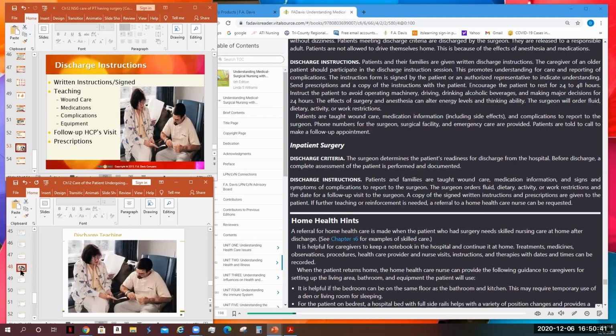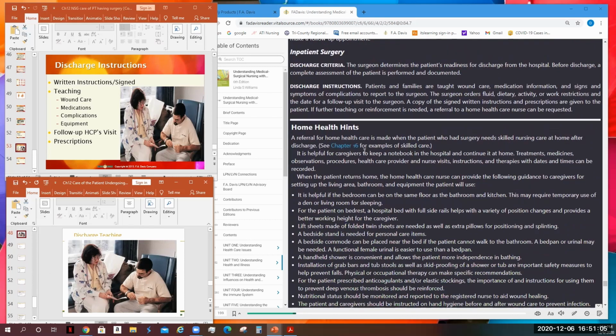Patients are taught wound care, medication information, including side effects, and complications to report to the surgeon. Phone numbers for the surgeon, surgical facility, and emergency care are provided. Patients are told to call to make a follow-up appointment.